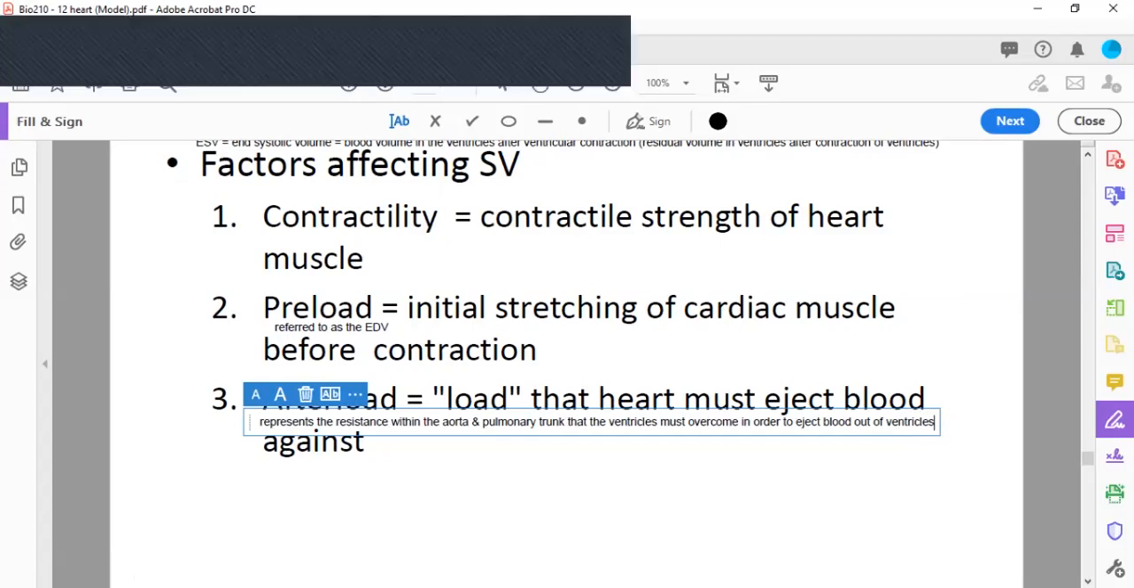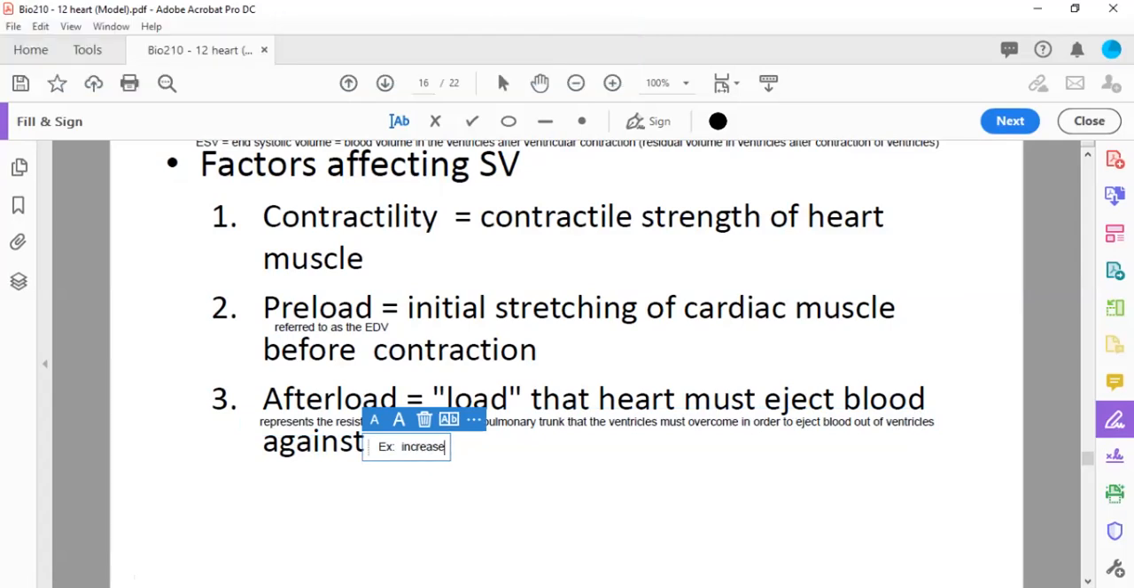Okay. So there's a correlation in this case. Here's an example. I can give you this example. Resistance increase. If there's an increase in resistance in the pulmonary trunk and the aorta, this would therefore cause the afterload to increase.